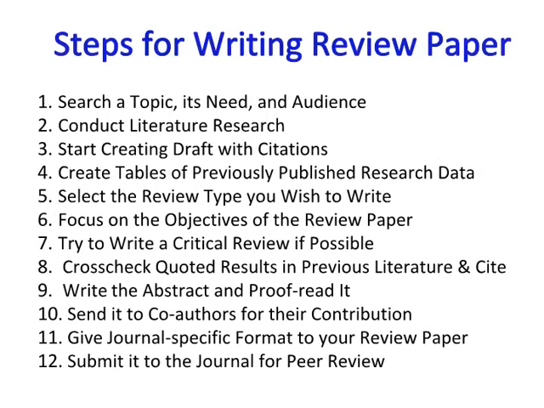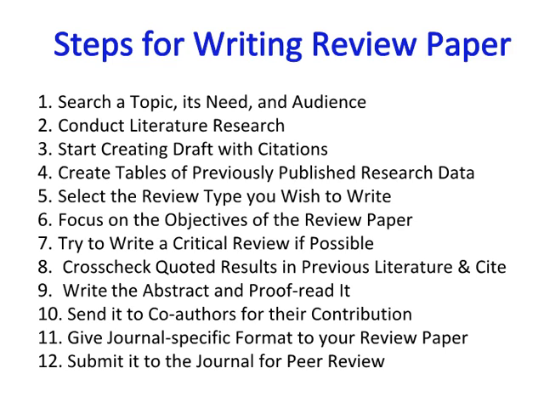Steps for writing review paper. Number 1 is search a topic, its need, and audience. Number 2 is conduct literature research. Number 3 is start creating draft with citations. Number 4 is create tables of previously published research data. Number 5 is select the review type you wish to write. Number 6 is focus on the objectives of the review paper.